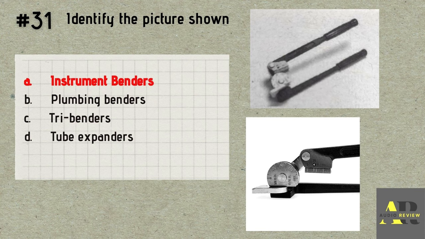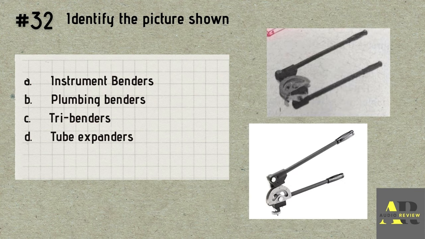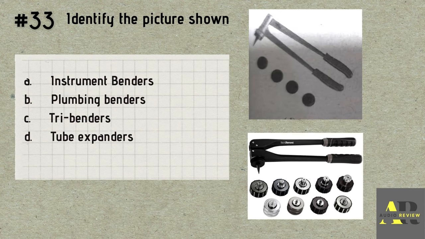Question 32. Identify the picture shown. Is it A. Instrument vendors, B. Plumbing vendors, C. Tri-benders, or D. Tube expanders? The answer? It's B. Plumbing vendors. Designed to bend K and L soft copper tubing to a maximum of 180 degrees.